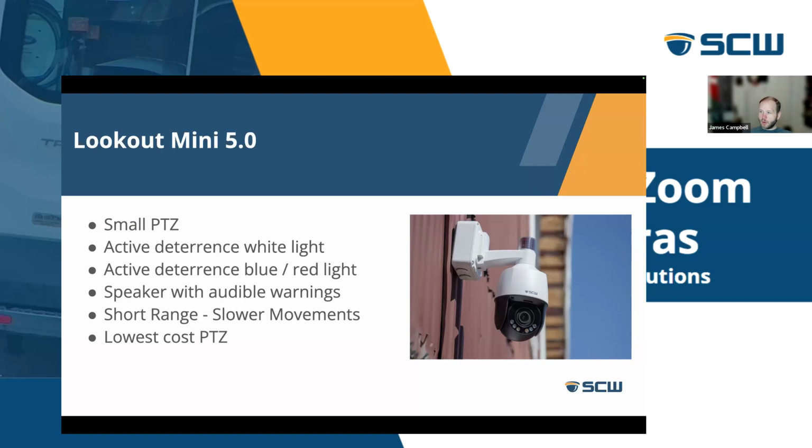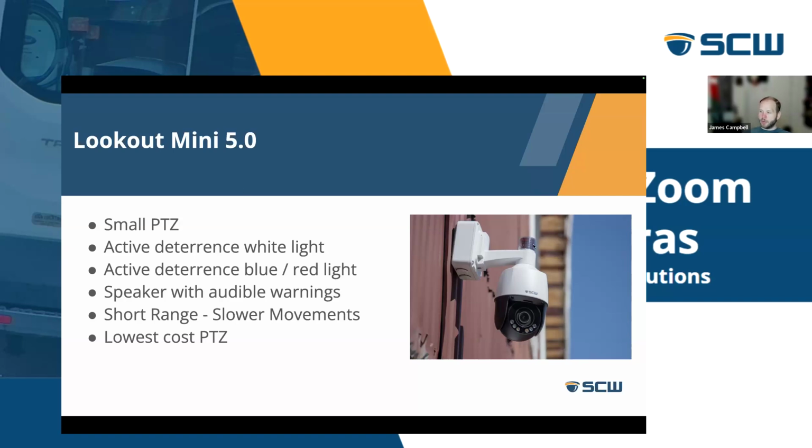So the first one we want to talk about is our lowest cost PTZ, something we call the Lookout Mini. This is one of our smaller PTZs. Its main thing is that it's a small PTZ, so it's got short range and slower movements. But its main claim to fame is the active deterrence. We've had a webinar on active deterrence as well, if you want to go back and look at that if you're interested.